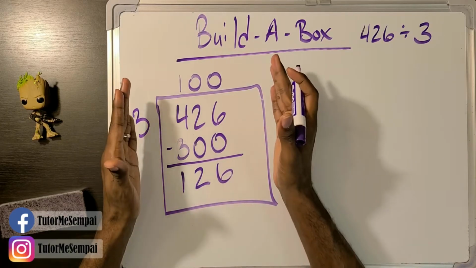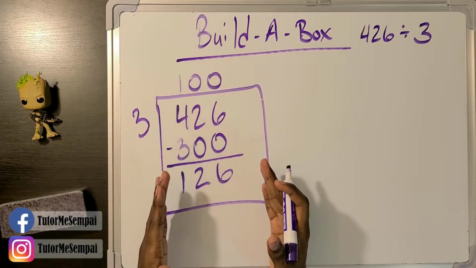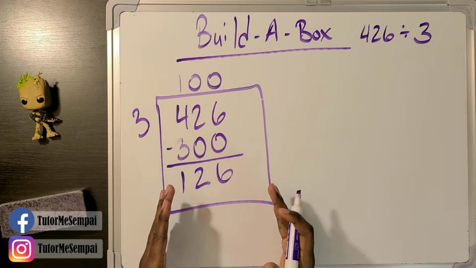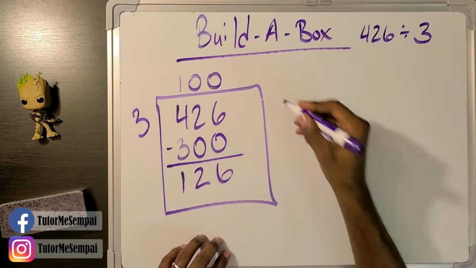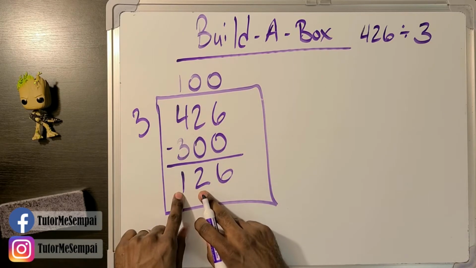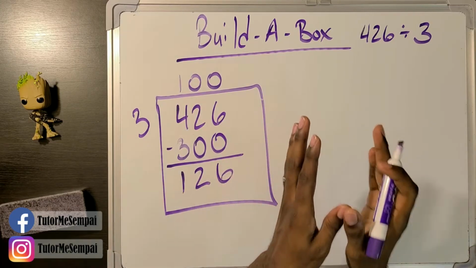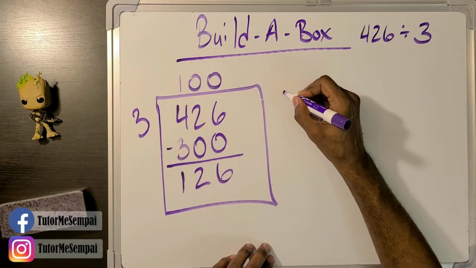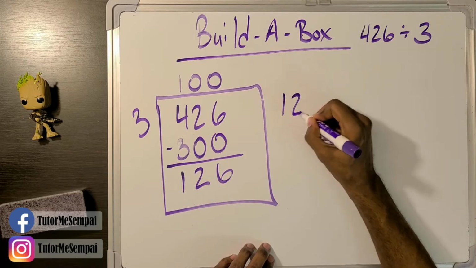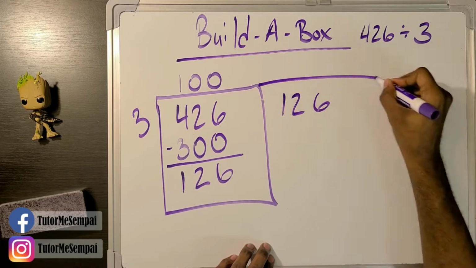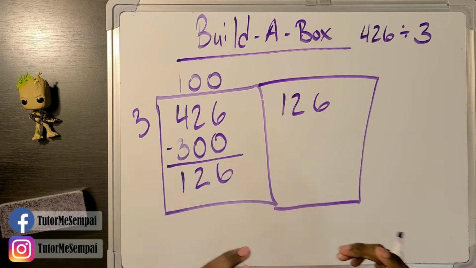Now we get into why we call this the build-a-box method. You see, we focus just on what's in this box. Now that we're done with this box, we need another box. So we're going to take this number and start a brand new box. So it's going to go right here, 126, and we're going to put it in its brand new box here.